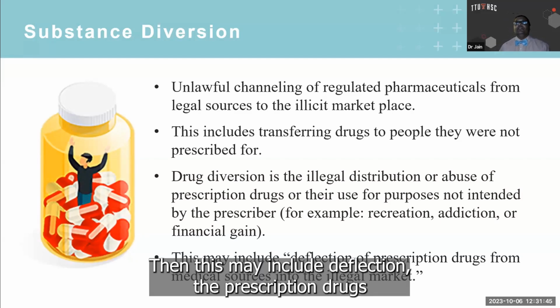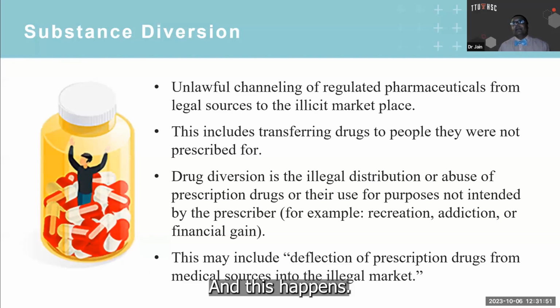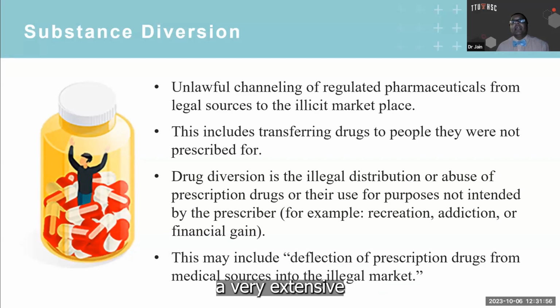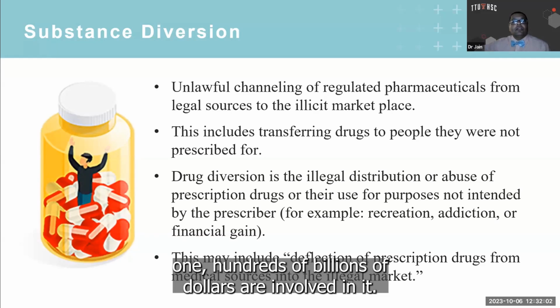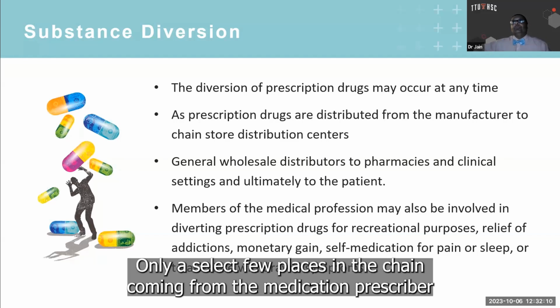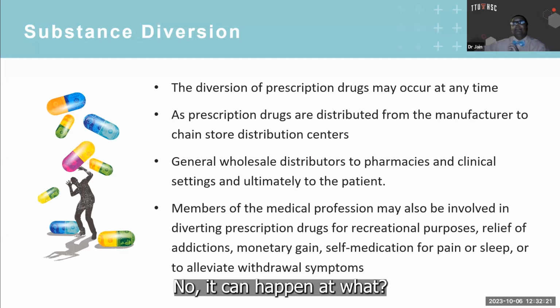Then this may include deflection of prescription drugs from medical sources into the illegal market. And I just want to bring to your attention, this happens on a very extensive scale; hundreds of billions of dollars are involved. So does it happen only in a few selected places in the chain, from the medication prescriber to the collection from the pharmacy and the consumption by an individual? No, it can occur at any time.